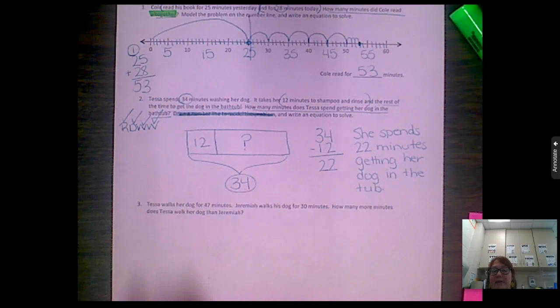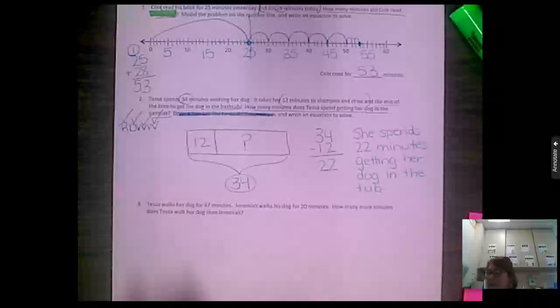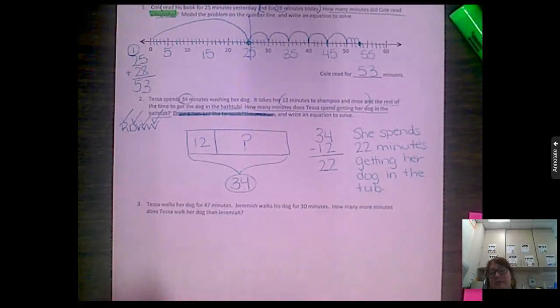Okay, we feel okay with that one? Okay, so we're using the RDWW process. We're just not multiplying and dividing. We're adding and subtracting now. Okay, if we look at number 3, put your finger on Tessa. So we're still talking about Tessa and her dogs.